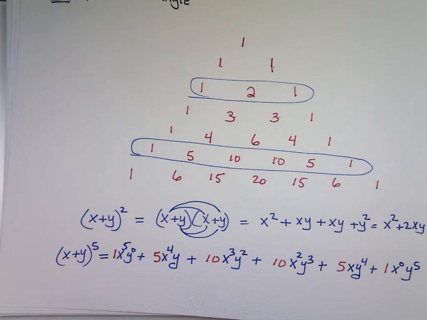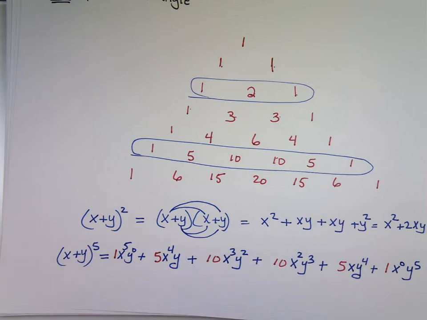Wait, what? y to the 0 is 1. You don't have to write it. And x to the 0 is 1. You don't put it there. Oh, yeah. So if you take them out, that's x plus y to the 5th power. You can do any power, expand that using that method. It's called Pascal's triangle. Let's practice some more.